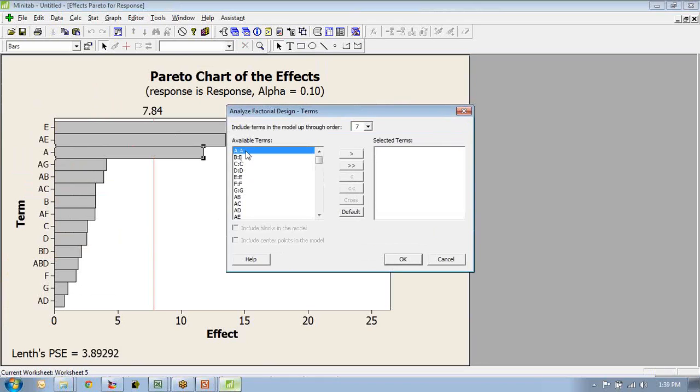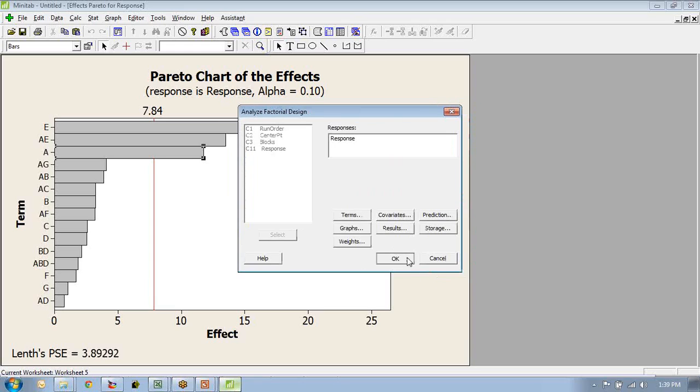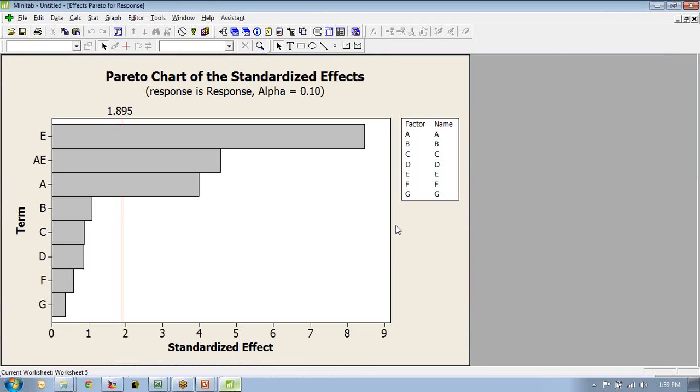Okay, we know the next steps would be to simply take this and eliminate all the terms except for the main effects and the AE interaction, and then we get that. Okay, let's go over a couple of examples of this.